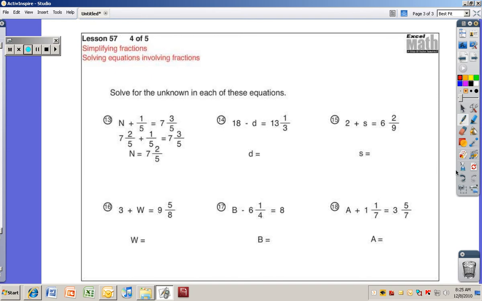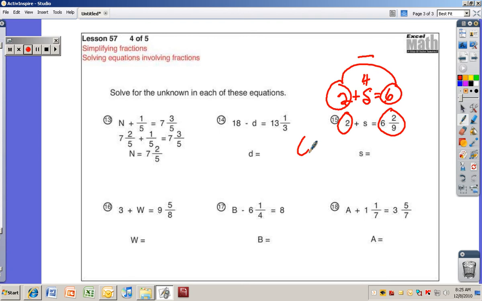Okay, 15: 2 plus s equals 6 2/9. Again, let's use our method here. If this was 2 and this was 6, 2 plus some number equals 6. Well, the answer would be 4. How do I get that 4 using these two numbers? I do this one minus that one is going to equal that middle number. So I have to do 6 2/9 minus 2 gives me the answer. 2/9 take away nothing is 2/9. That's okay in that order. You don't have to do any regrouping. 6 minus 2 is 4. So the answer is 4 2/9.